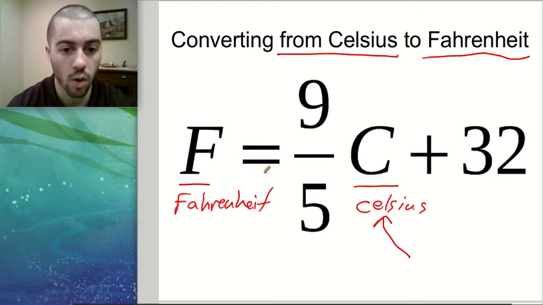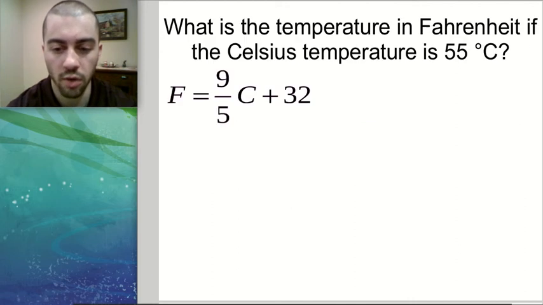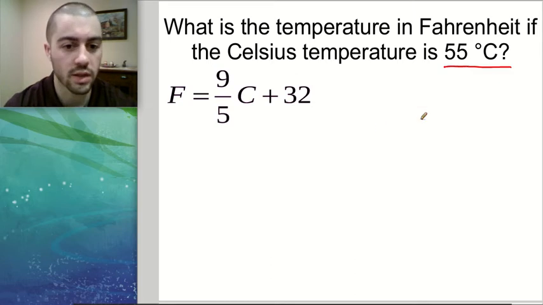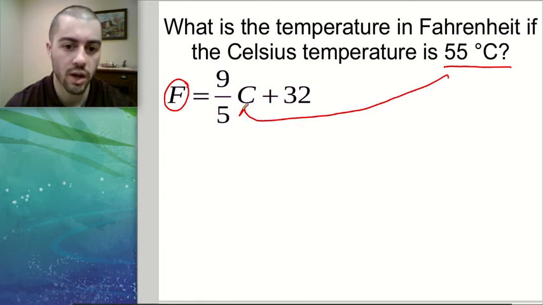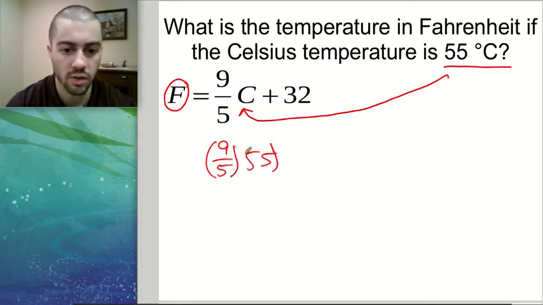Alright, so you need to know this formula for converting temperature scales. We're going to do a couple of practice examples here. What is the temperature in Fahrenheit if we have a Celsius temperature of 55 degrees Celsius? We're looking for the Fahrenheit temperature, F, so that's our unknown. We take this 55 degrees and plug it straight into the Celsius variable here. So we do 9/5 times our Celsius temperature, which is 55, plus 32.